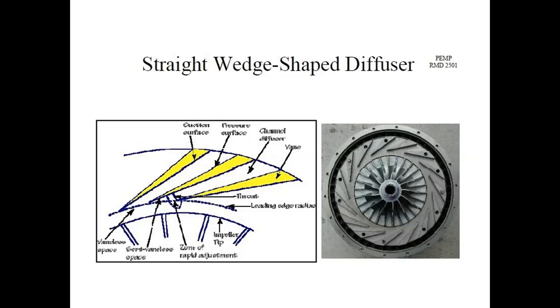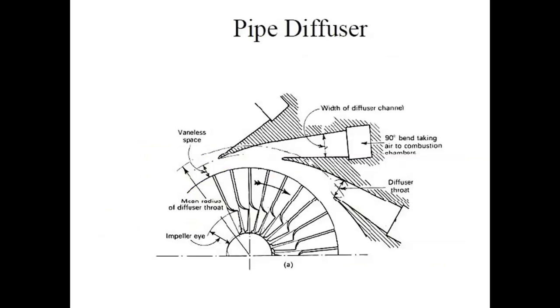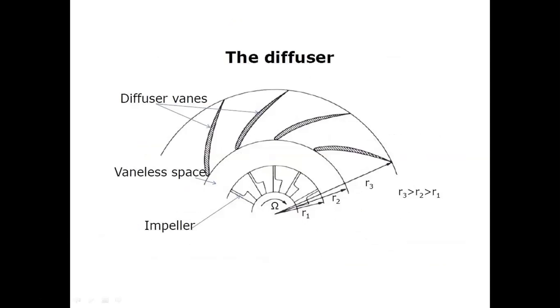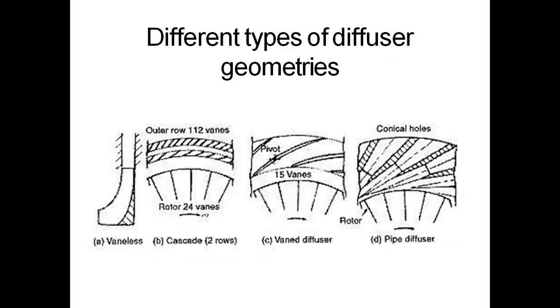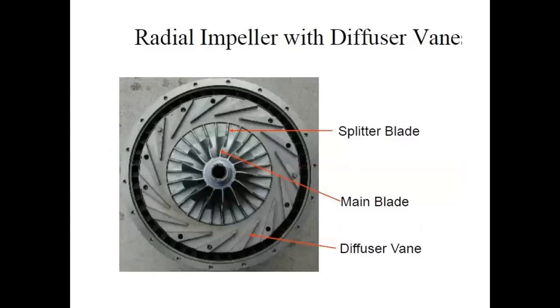So see here, pipe diffuser. This is a diagram of the pipe diffuser. This is a cross section of the pipe diffuser, with impeller, vane passage, and diffuser vanes. Different types of diffusers and geometries we can see here. Radial impeller with diffuser vane.